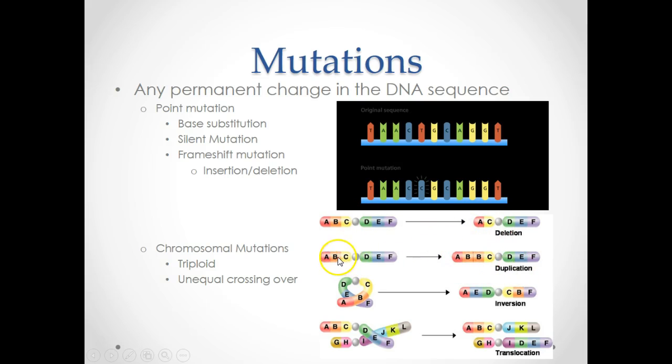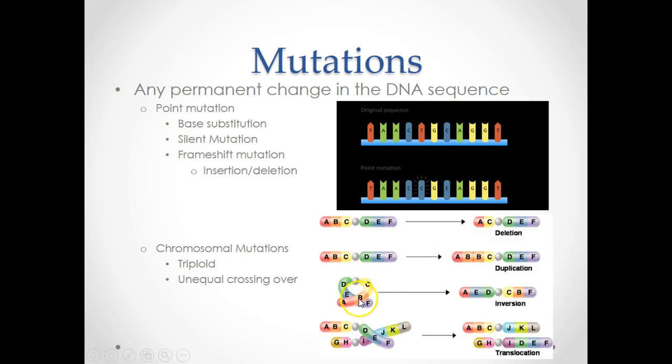Duplication is when we duplicate a particular gene, and so instead of going A, B, C, D, E, F, we go A, B, B, C, D, E, F. Again, we have all the genes we want and need, but we have 2 copies of that gene when we should only have 1 copy.